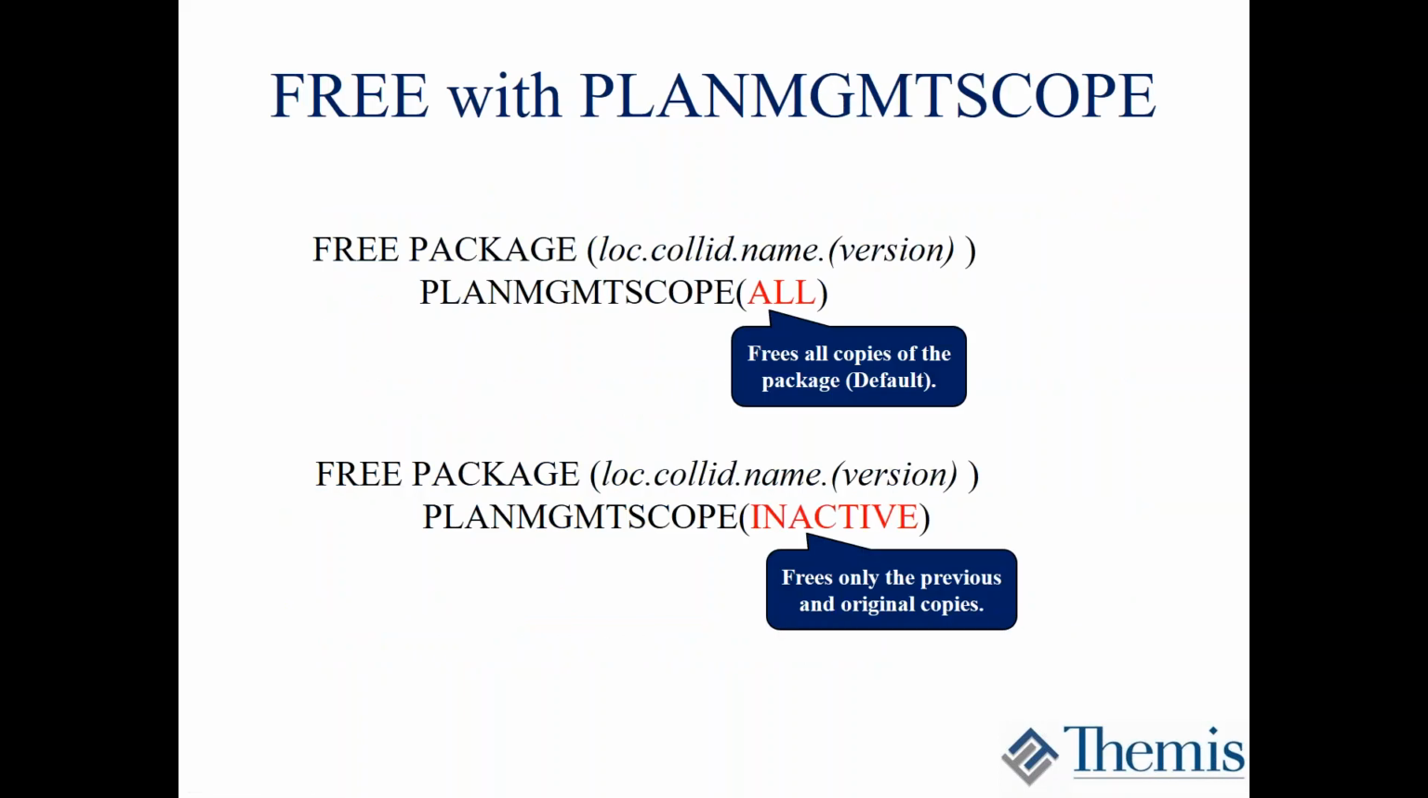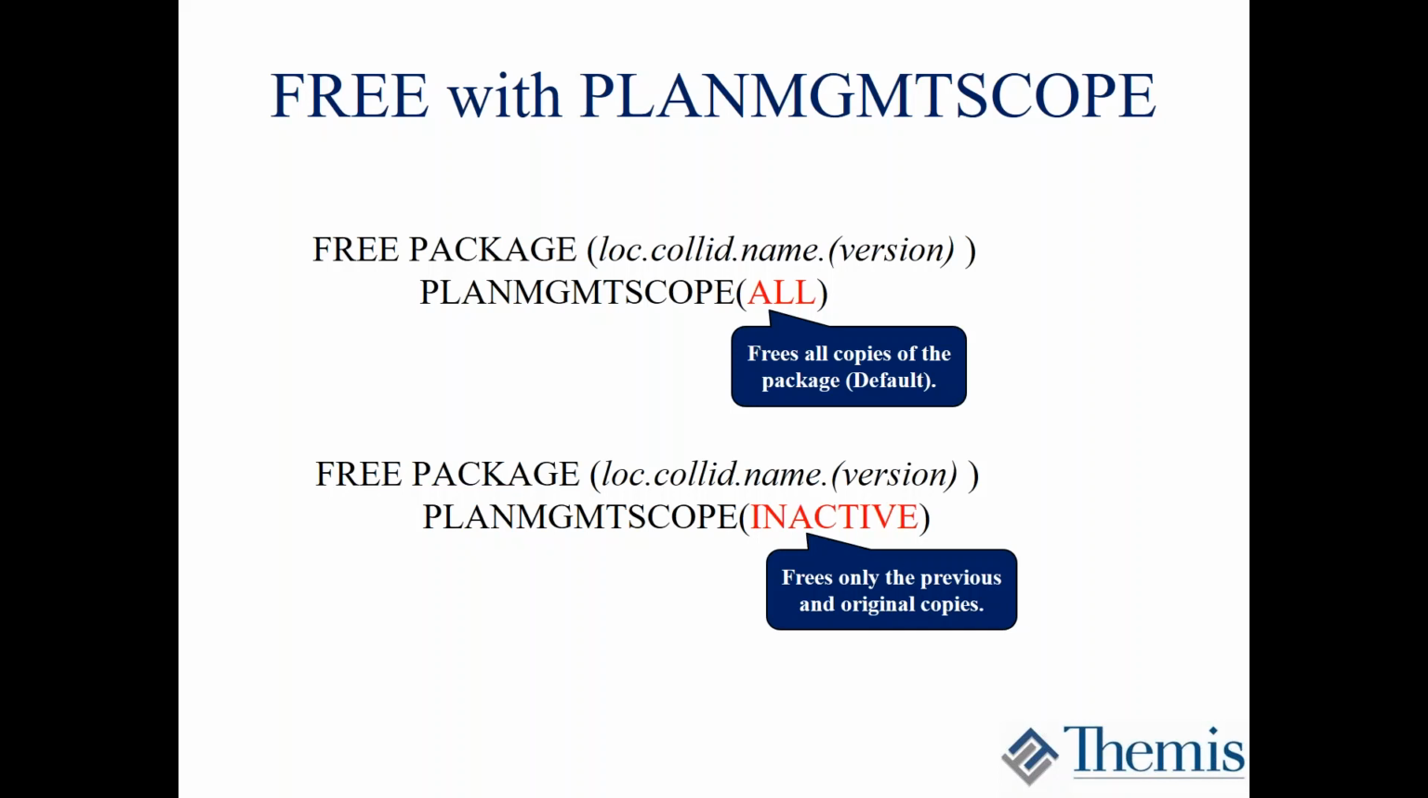When I start freeing things, if I free a package, the default is all the copies. So FREE PACKAGE, you see I've got a location, collection ID, package name, and version. Each version can have up to 3 copies. Well, by default, I'm freeing them all. You can also say PLANMGMTSCOPE(INACTIVE), meaning only free the previous and the original.